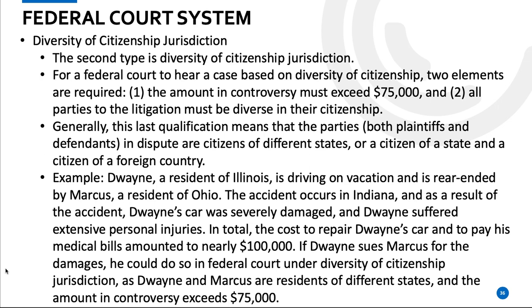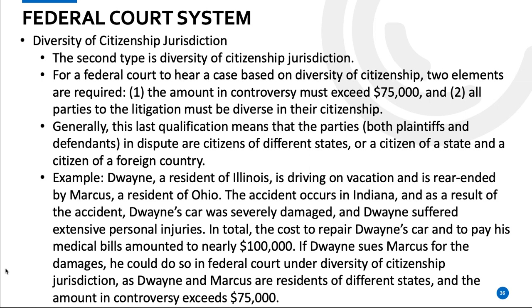And so here, what we look at, there must be two elements. The two elements must be met. One, the amount in controversy must exceed $75,000. So we don't want somebody filing just a $3,000 breach of contract suit in federal court. So it has to have some substance to it. And then two, all the parties to the litigation must be diverse in their citizenship.